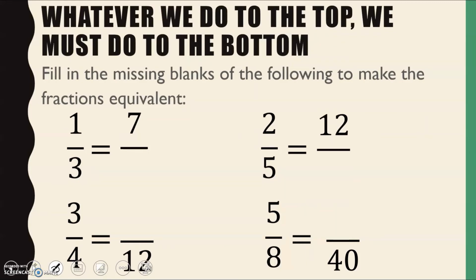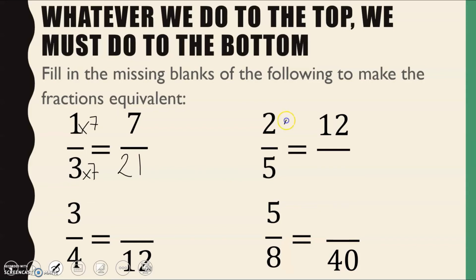Like I said before, whatever we do to the top, we must do to the bottom. So we are going to fill in these missing blanks to make our fractions equivalent. So to get from 1 to 7, we've had to multiply by 7 here. So I need to times by 7 in the bottom. 3 times by 7 then is 21. So 7 over 21 is equivalent to 1/3.